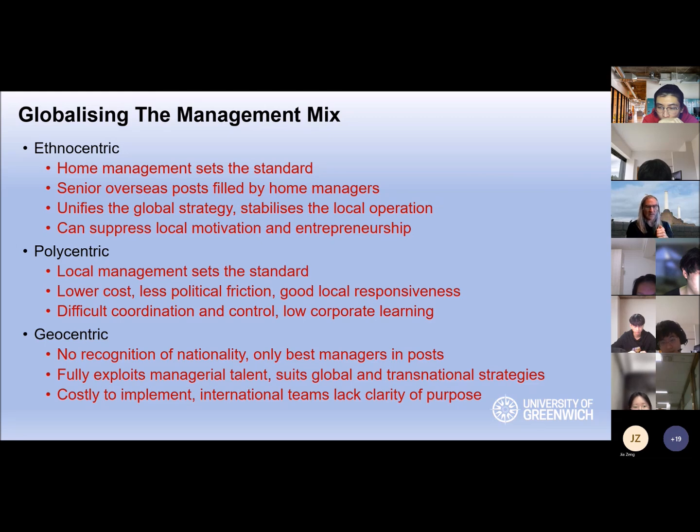A way of doing this is to take the geocentric approach. The geocentric approach is the one that would fit the global strategy, and it fits the transnational strategy. So this is one where you don't care about the nationality of the managers anymore. You don't care what country they come from. You just pick the best ones, and those are the ones you move around the world. So it's really great for getting the best out of the managerial talent within your company, but it is expensive, and these international teams, it can get very confusing to coordinate.